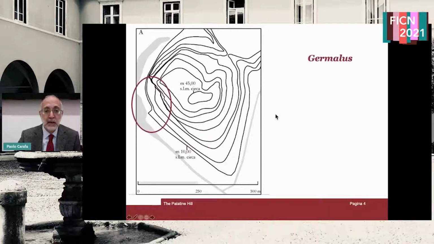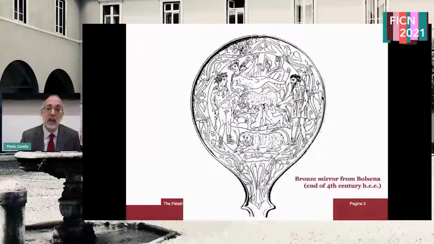And the most relevant part of this place was this corner here. It was called the Germanus, the ancient name. And this name is quite interesting because the Latin word Germanus comes from another Latin word, germani, which means brothers. And the brothers par excellence in ancient Rome were Remus and Romulus, the twins who founded the city.